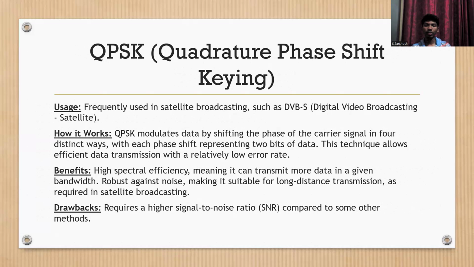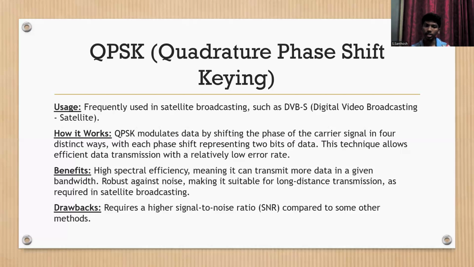So the QPSK works with double bit data, something like 00, 01, 10, and 11. Whenever you have a change of these bits in the data, the phase of the carrier will change. That is, if the bit data is changing from 0 to 1 or 1 to 0, there will be a phase shift. According to that, the data will be encoded and transferred to us. And this technique allows efficient data transmission with a relatively low error rate.